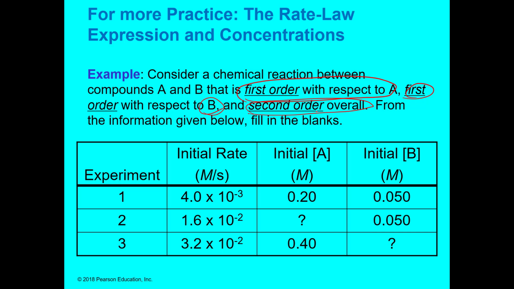Okay, so what I'm telling you is this is first order, this is first order, and so there's only two things that are going to be contributing, and so 1 plus 1 is 2, so it's second overall. So that's another way of me saying that the rate is equal to k times [A] to the first power times [B] to the first power, but we know we don't have to write it like that. It's k times [A] times [B]. Right? Okay.